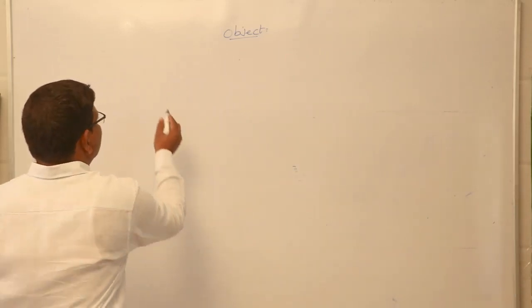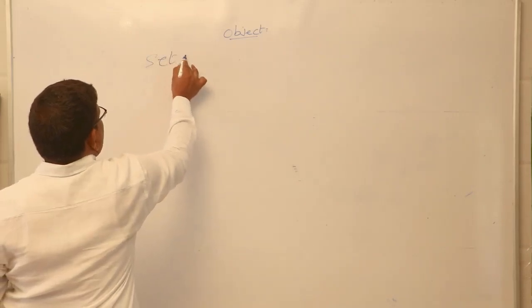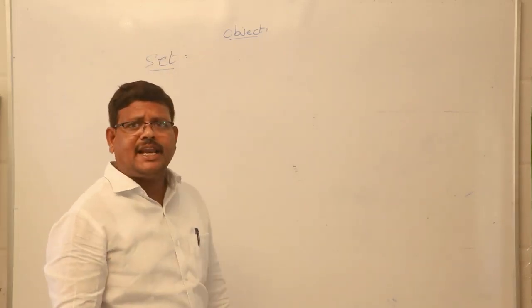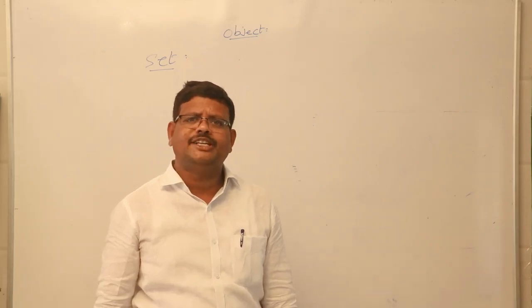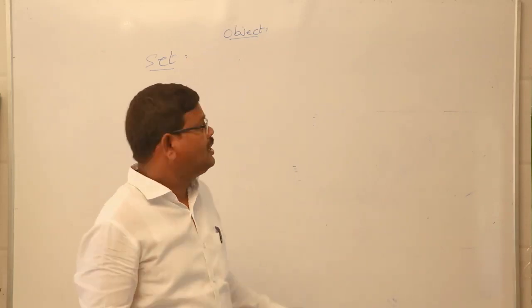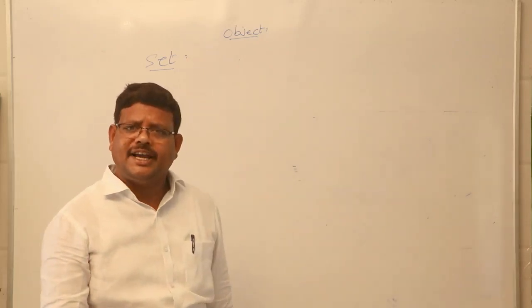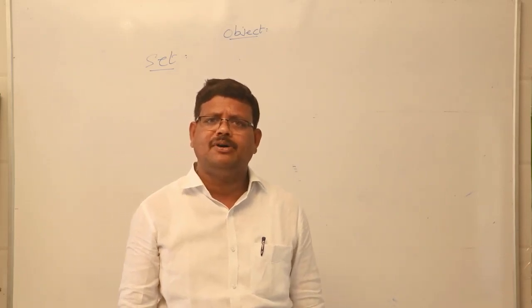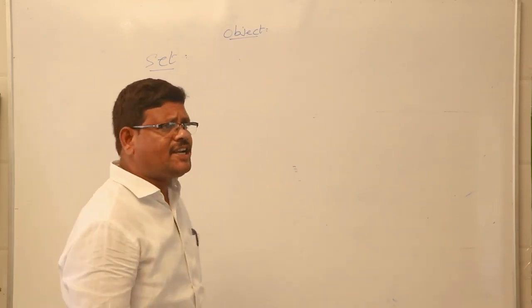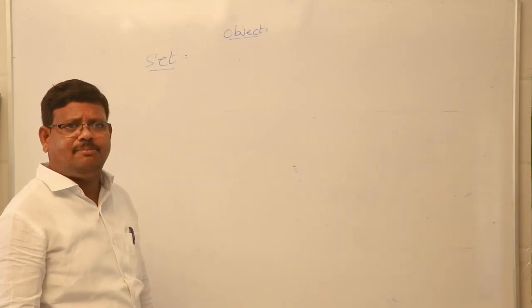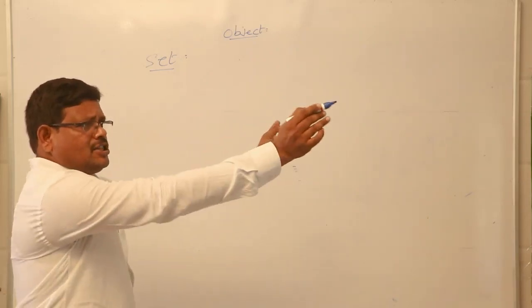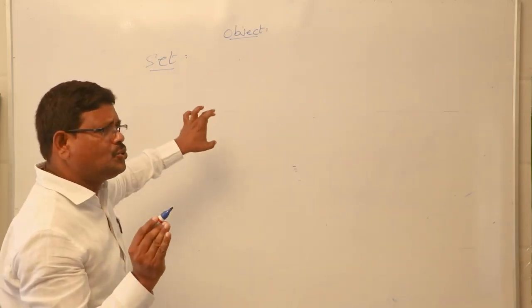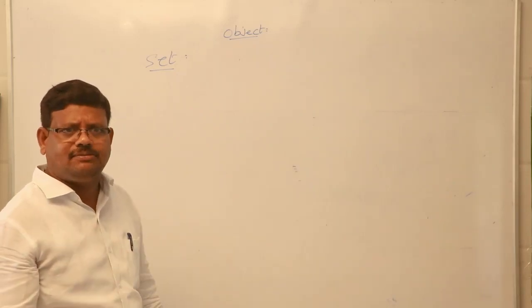And what is meant by a set? A set is a collection of well-defined objects. The objects are called the elements or the members of a set. What is meant by well-defined? Well-defined means the possibility of determining, the process to determine, is called well-defined.